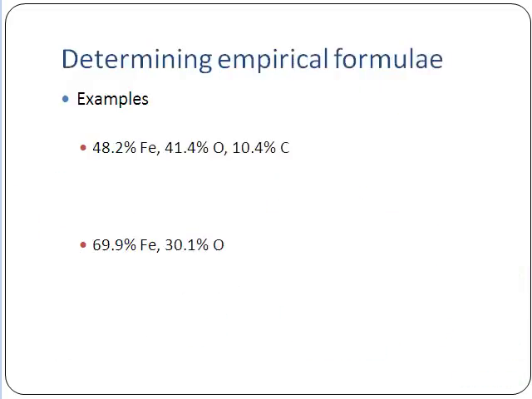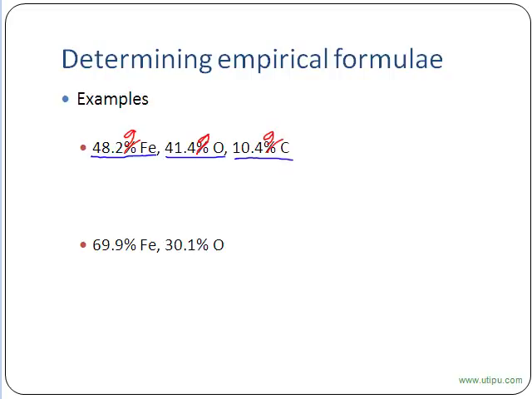Suppose we have a particular chemical which is 48.2% iron, 41.4% oxygen, and 10.4% carbon. First step that we have to do here is we are going to convert them to moles. These aren't percents anymore, these are grams. So we get rid of those percents, and we have grams of each one. With those grams, we're going to divide each one by their atomic mass.